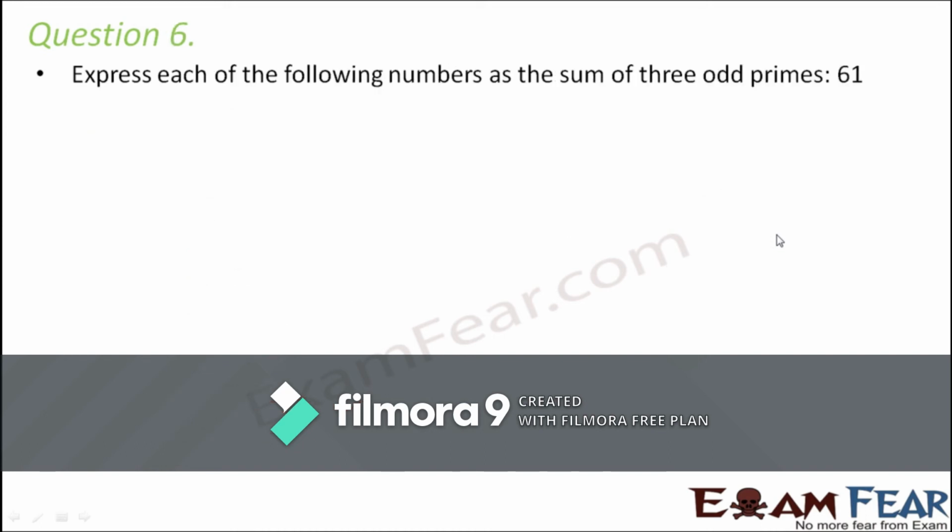Question number 6. Express each of the following numbers as sum of three odd primes. So the number that is given to us is 61. Now, very commonly, how can you write 61 as sum of three numbers? We can write it as 20 plus 40, which is 60, plus 1. But we have to write it as sum of odd primes. Now, let's reduce 20 by 1. It becomes 19, which is an odd prime. Now, the moment you reduce this, if you want, you can increase this. If you want, you can reduce this and then compensate in the last number.